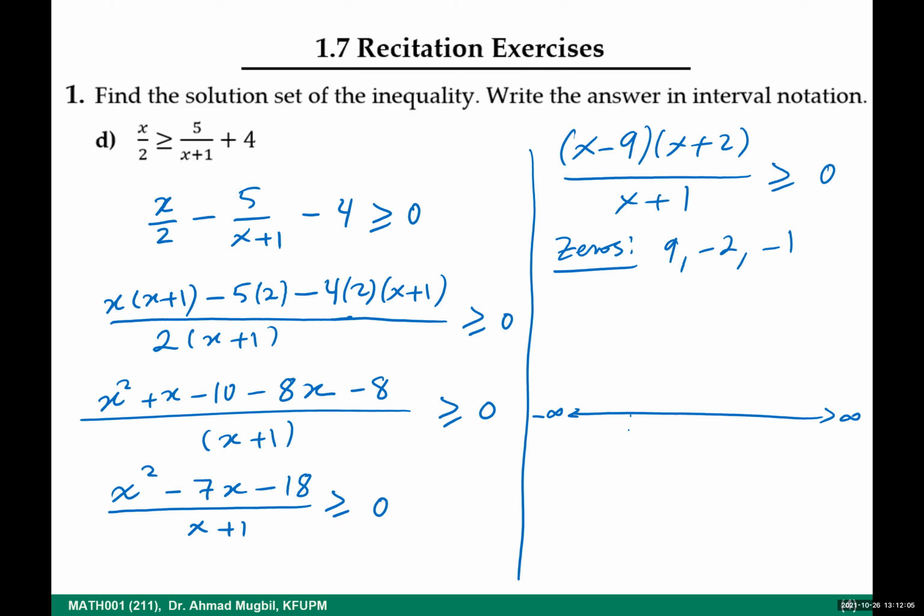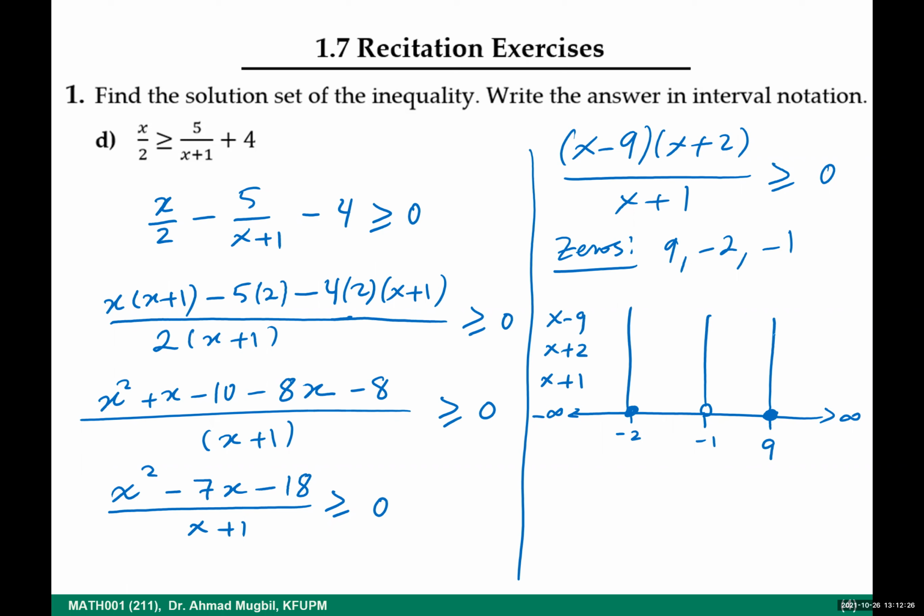We will start with -2, then -1, then all of them are closed except... why? Because it is in the denominator. Excellent. Now, what are my factors? x minus 9, x plus 2, x plus 1.